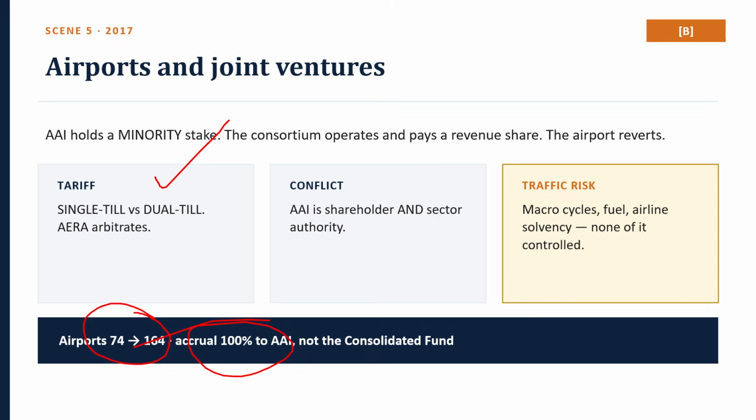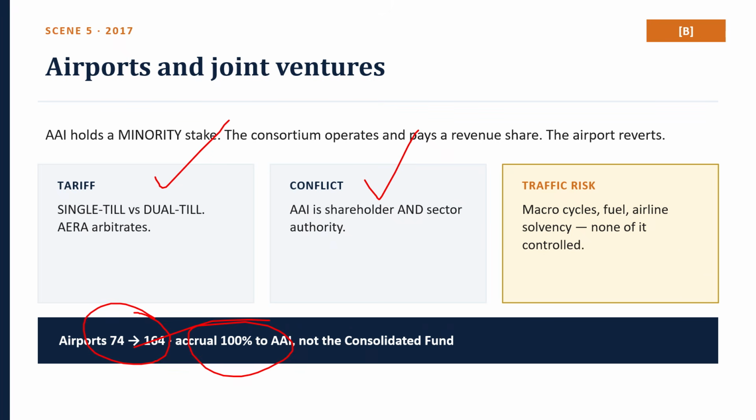And the second one, the state as both shareholder and regulator. AAI holds equity in the joint venture and is the sector operating authority. That is a structural conflict. And the NMP 2.0 proposal to divest AAI's stake in four JV airports is best read as a partial resolution of it.